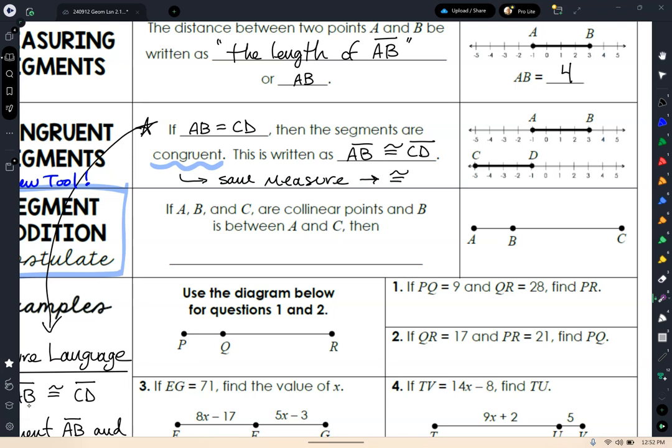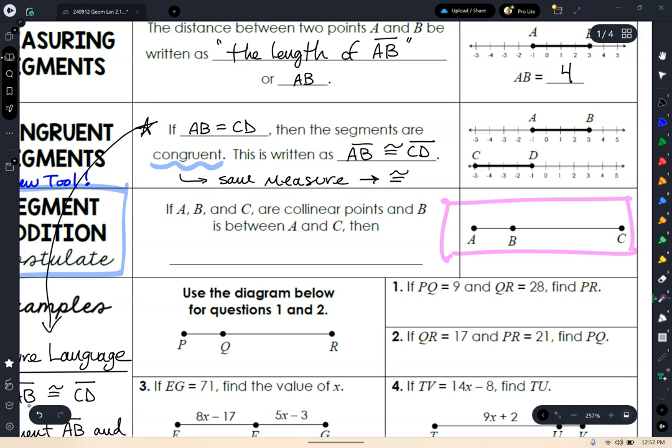What do I mean by collinear? No, they're not equal, not congruent, because points have no measure. They're on the same straight pathway, right? So points A, B, and C are collinear. Here's an example of that right here.